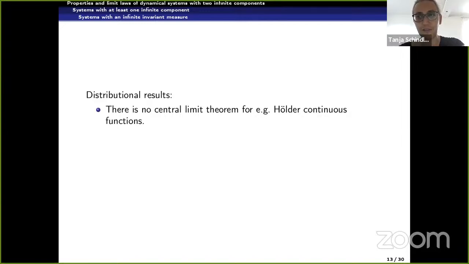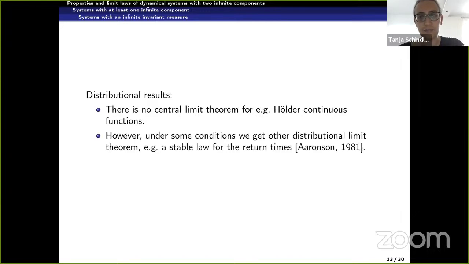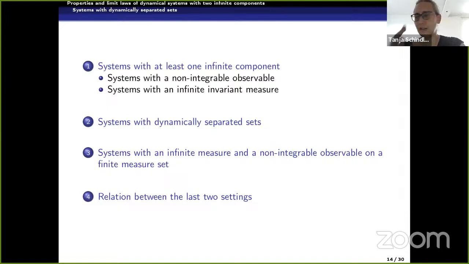Also, in this case, of course, there are lots of distributional results. Again, we don't have central limit theorems, but of course, we could have, for example, some stable laws for the return time. There is certainly also a gap where I could fill in a lot of other things where I simply didn't have time. So everybody not mentioned here is welcome to be angry with me.